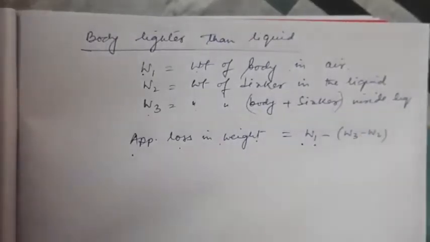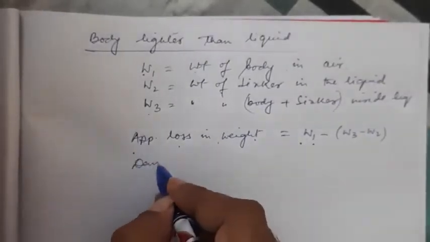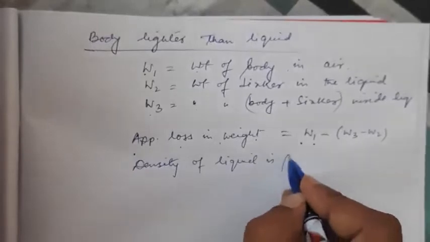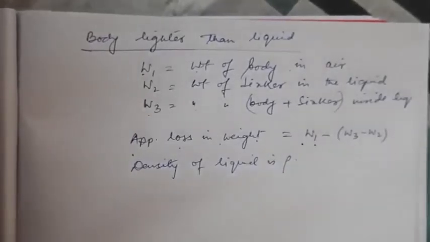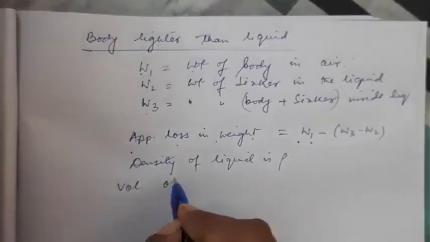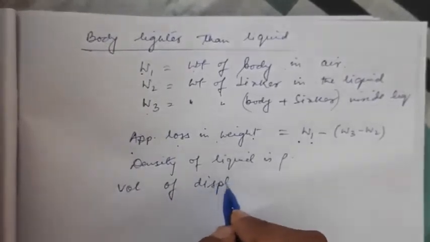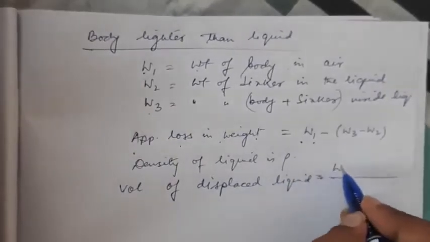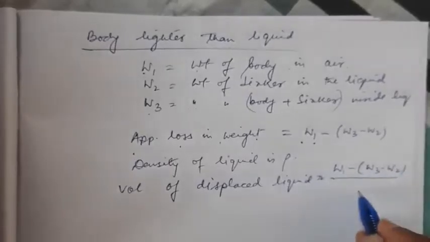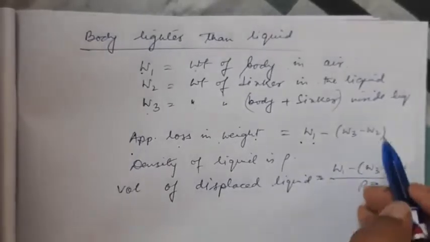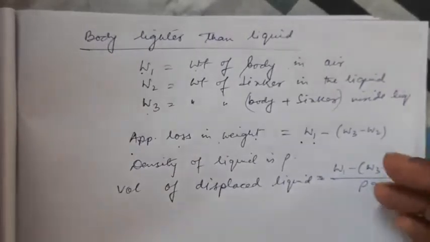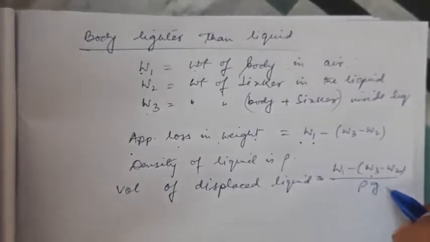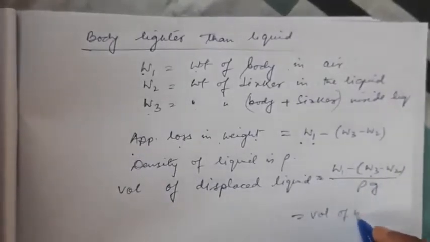Now if the density of the liquid is rho, the volume of displaced liquid, how to find that out? Very simple: W1 minus (W3 minus W2) by rho G, because this was equal to VdG. So the volume of the displaced liquid is equal to W1 minus (W3 minus W2) by rho G, which is equal to the volume of the body.